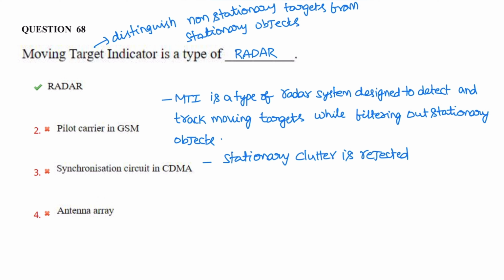It discriminates moving targets against clutter. Correct option is 1. This MTI radar distinguishes between non-stationary targets and stationary targets, or it discriminates the moving target against the clutter.